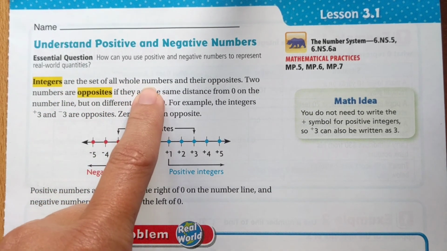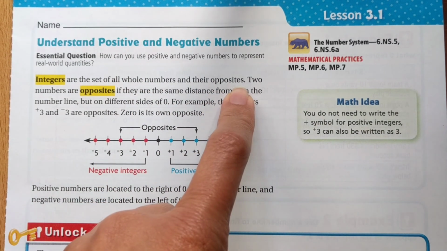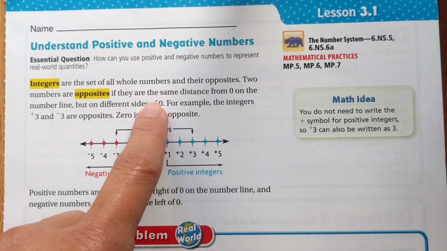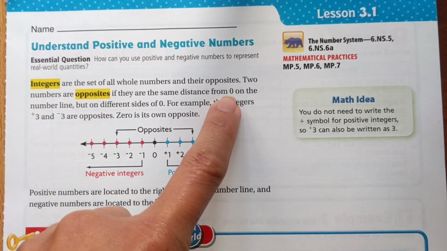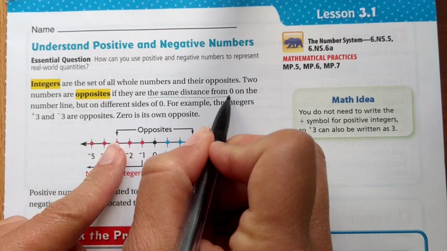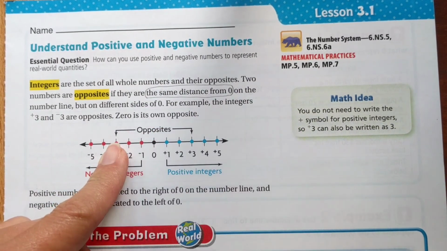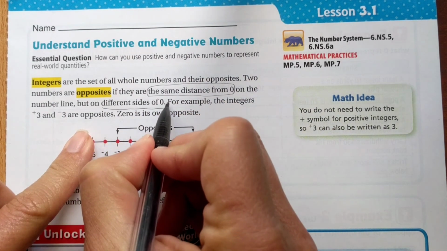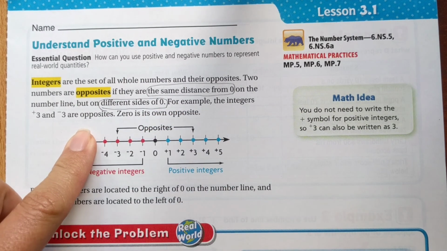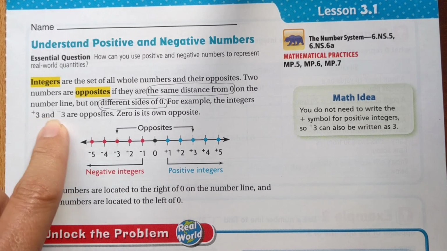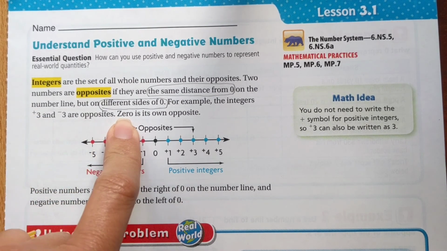Integers are the set of all whole numbers and their opposites. Two numbers are opposite if they are the same distance from zero. Same distance from zero. That's critical. On the number line, but on different sides of zero. For example, the integers positive 3, see that little plus sign? That means positive 3 and negative 3 are opposites.